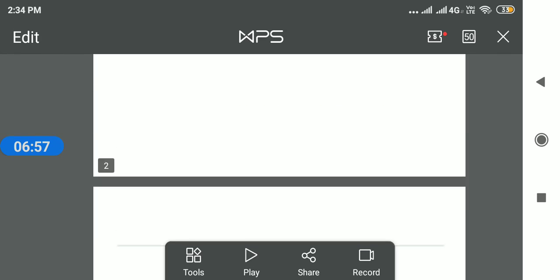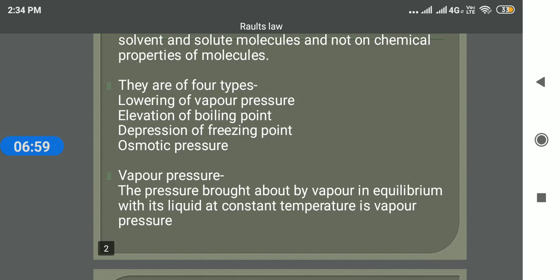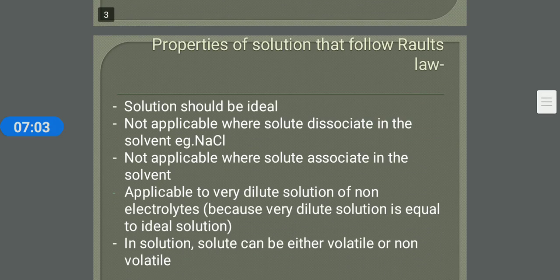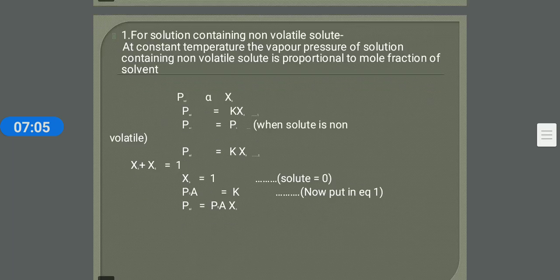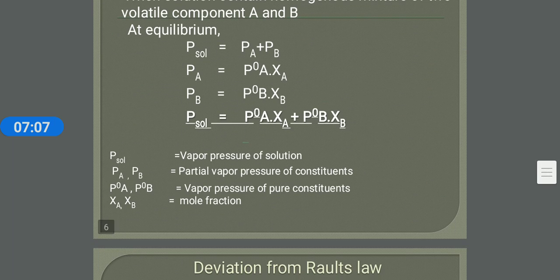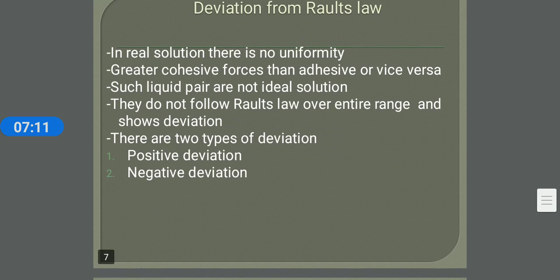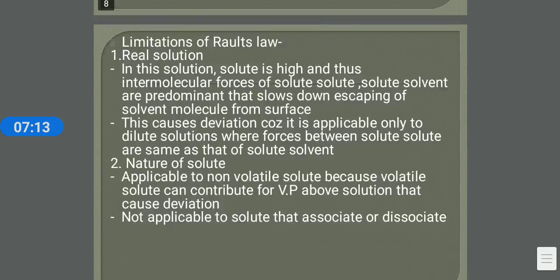So we have seen what Raoult's law is, what colligative properties are, what lowering of vapor pressure is, what the properties that follow Raoult's law are, then the Raoult's law derivation for both volatile solute and non-volatile solute containing solutions, then deviations and limitations.